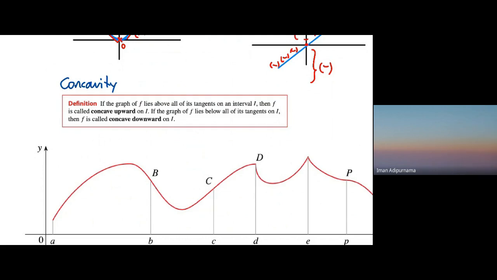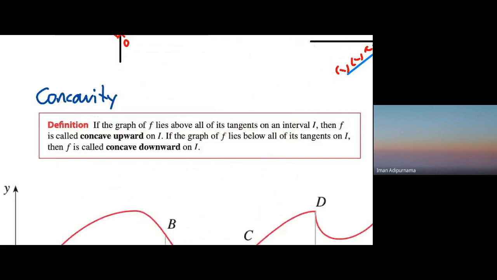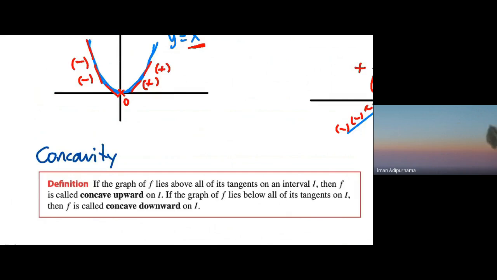if you look at the definitions, it's a little bit wordy. If the graph of f lies above all of its tangents on an interval, then f is called concave upward. If the graph of f lies below all of its tangents, f is called concave downward. So what does it mean? I think it's better just to see from the picture.